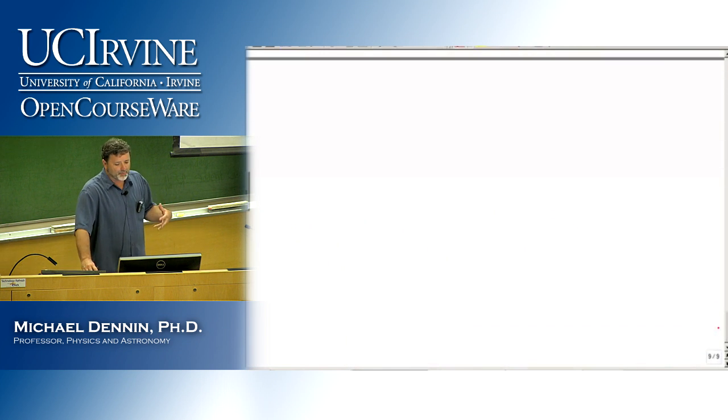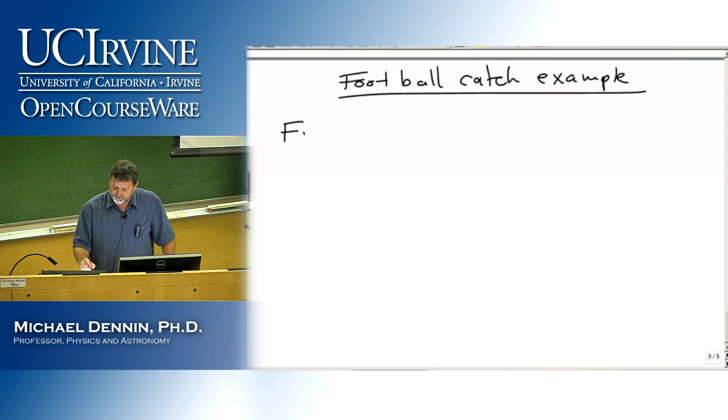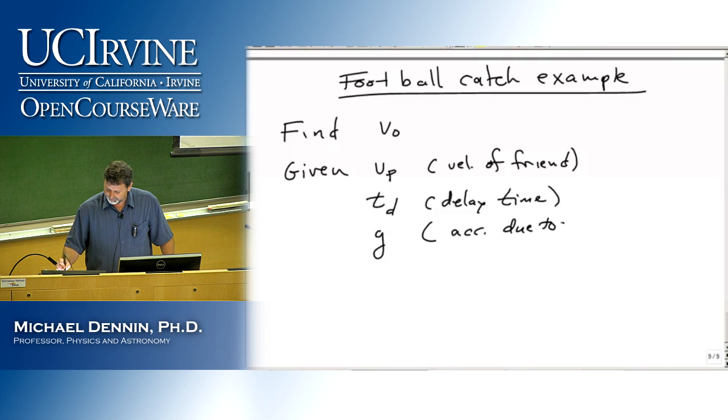And lastly, a very important thing I've said a couple of times, and I want to say again. So let's suppose we were doing that football problem that we just did. If I did my standard thing, what I want to find is v naught, and I'm given the velocity of the person, the delay time, so that's the velocity of my friend, that's the delay time, and I always know g, the acceleration due to gravity, and I was given the angle of the throw.